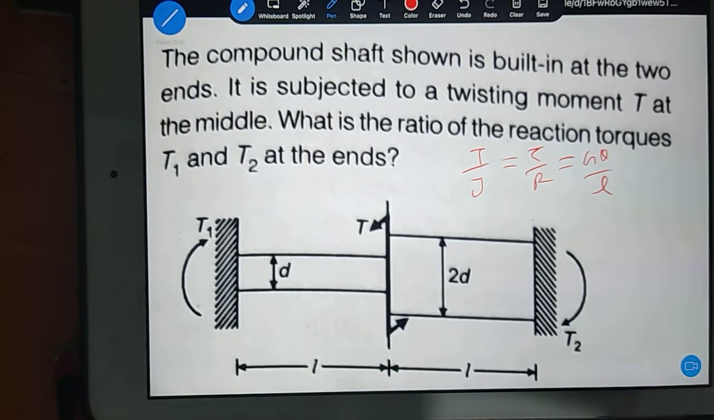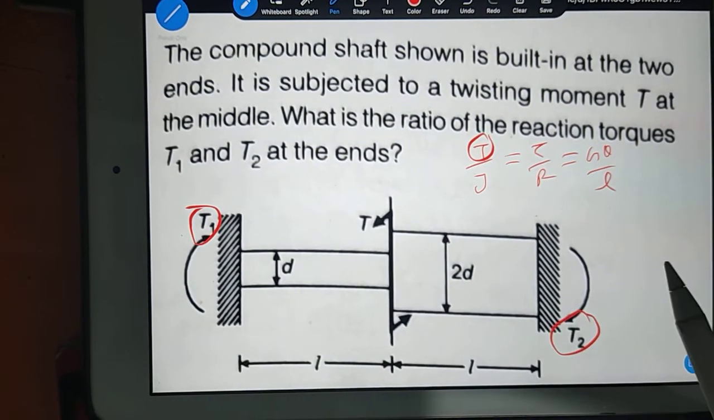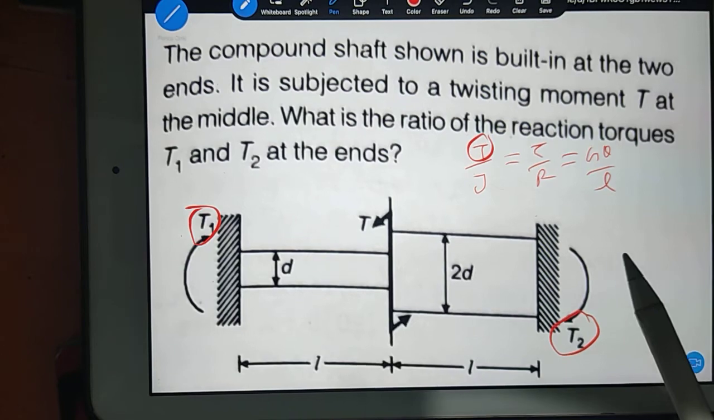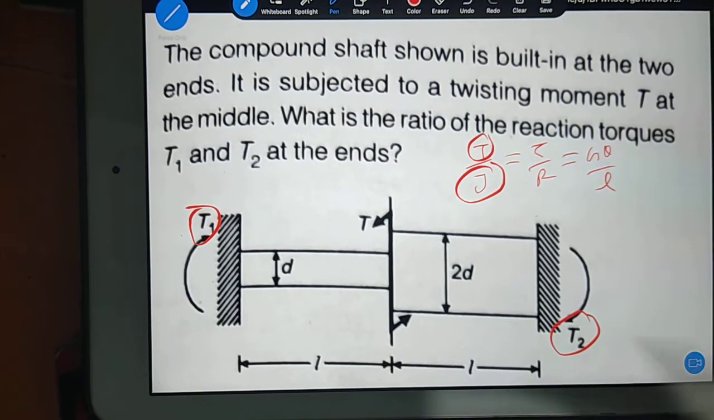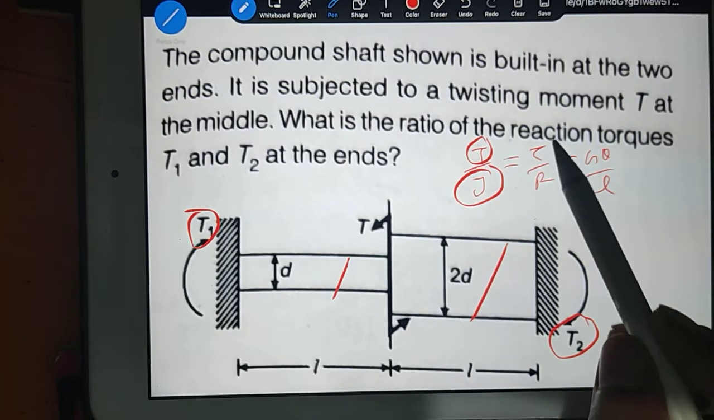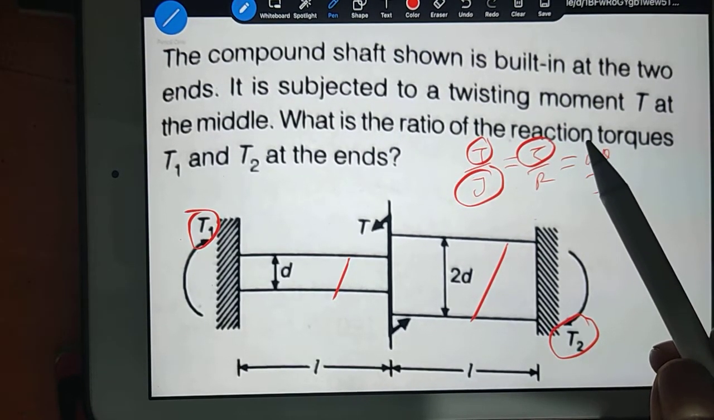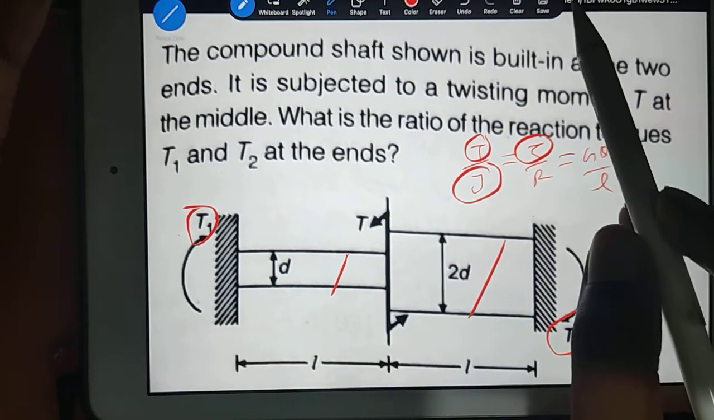Okay, so you can see properly, is torque constant? No, torque is not constant. Here it is T1, here it is T2, it is not constant. Next, is J constant? J is not constant. Here D, here 2D. Okay, what about the shear stress? Of course, shear stress will not be constant. Can we do something else? Anything which is constant?